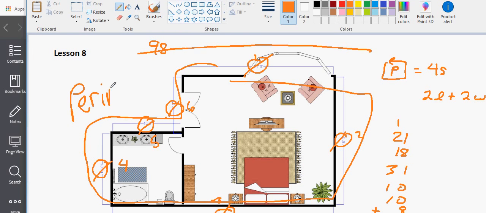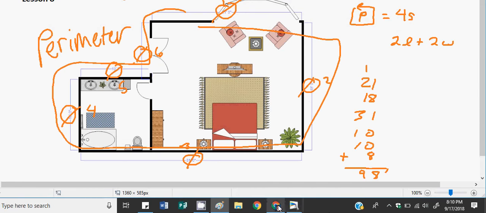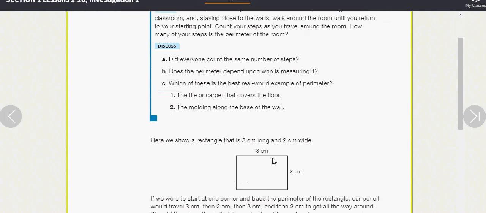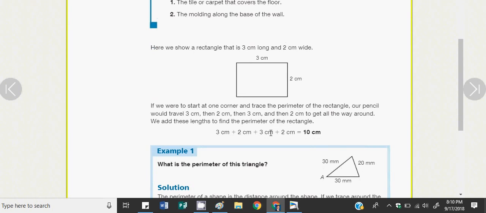Perimeter. Okay? Now, let's take a look at what the book has for us. You can walk the perimeter of your classroom, starting at a point along the wall and then staying close to the wall, eventually getting back to that spot. You could actually measure it in steps. But normally we'll measure it in inches or maybe feet, or centimeters, meters, because then it's always the same. Even feet and steps can differ depending on people.